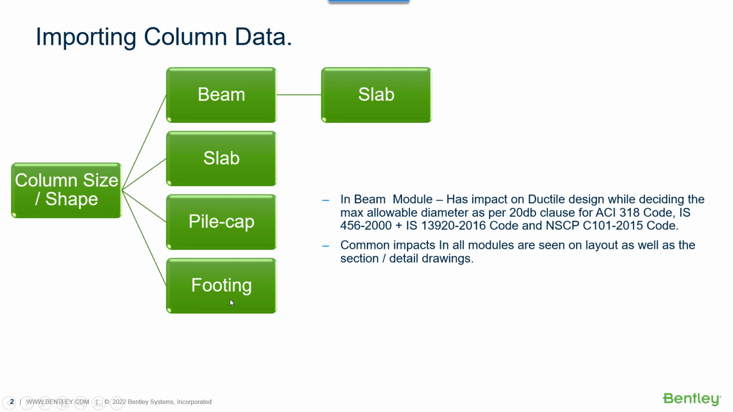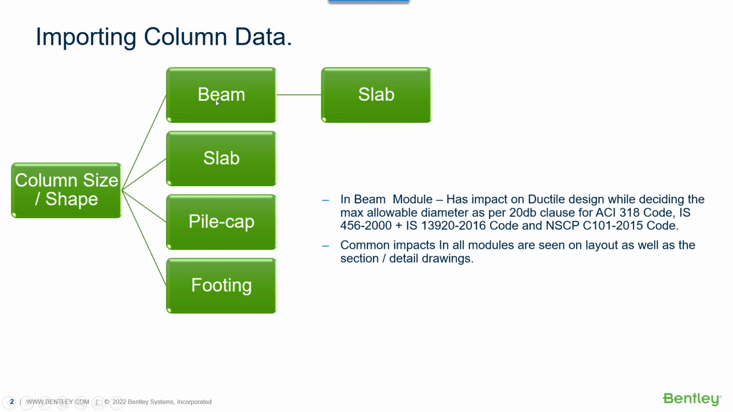So whenever we import the column changes in beam, slab, pile cap or footing modules, the common modification or impact in all the modules is that we can see the change of size or shape on the layout of the element. Or whenever we generate the detailed drawing or section drawing of a particular, say example footing, we can see the column size change, or if there is a shape change, then that is seen in the section drawing as well.